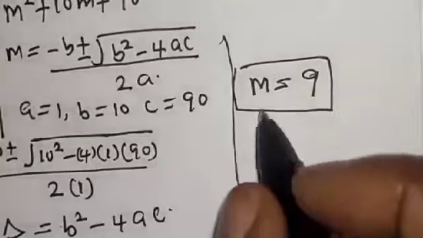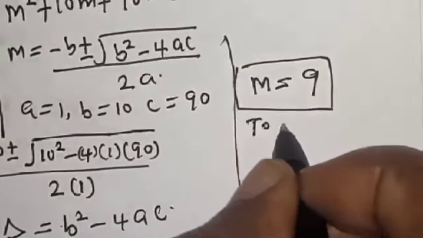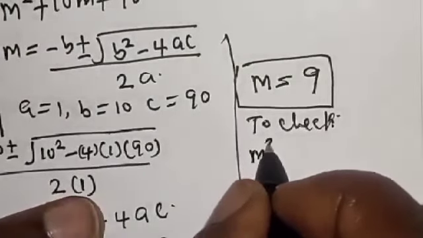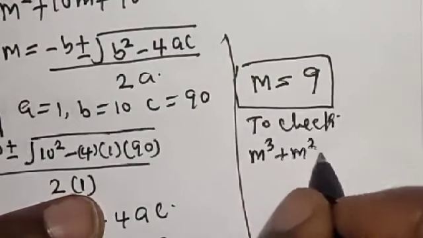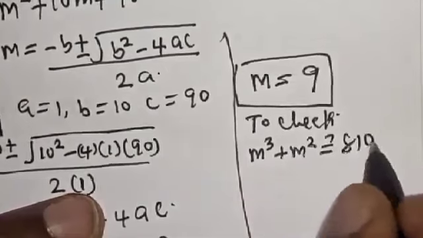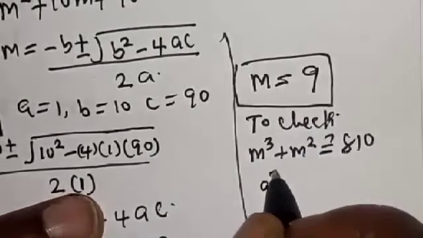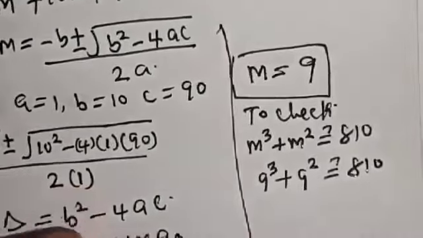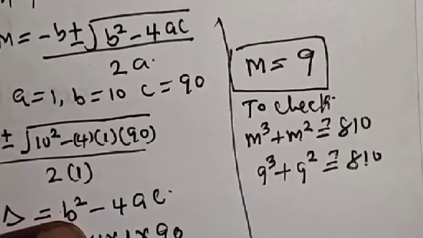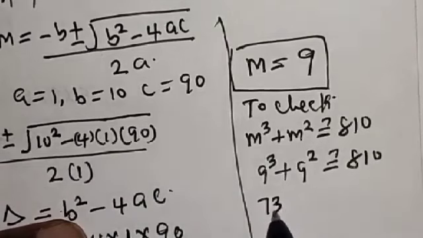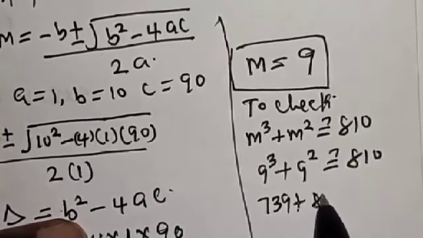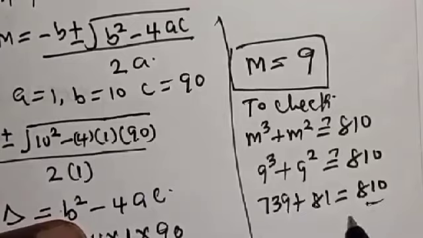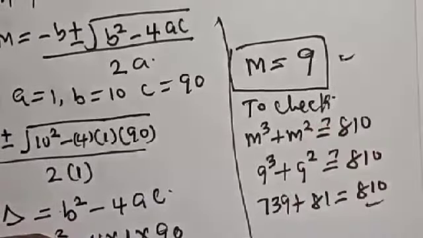We can check to confirm if our answer is right or wrong. To check, we have the given equation m cubed plus m squared must be equal to 810 at m equal to 9. 9 raised to power 3 plus 9 squared must be equal to 810. Then 9 raised to power 3 is 729 plus 81. This is equal to 810, which satisfies the given equation at m equal to 9. Thank you.